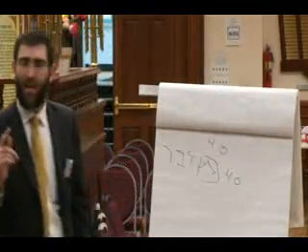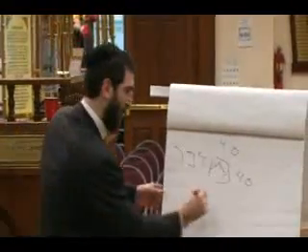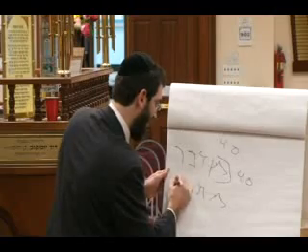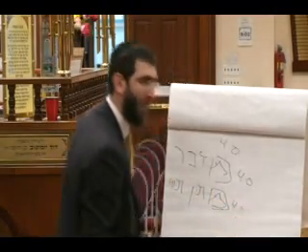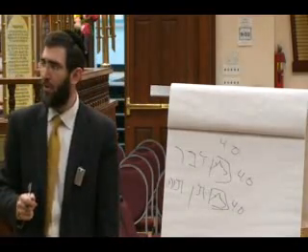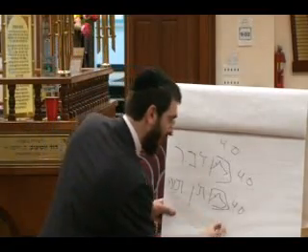Let's think. How many days at Har Sinai, the mountain of Sinai, when we received the Torah? 40. Matan Torah. Right? Matan Torah. The giving of the Torah. 40. Let's keep going. How many days of rain were there when God destroyed the world? In the Mabul, how many days of rain? 40. Mabul.